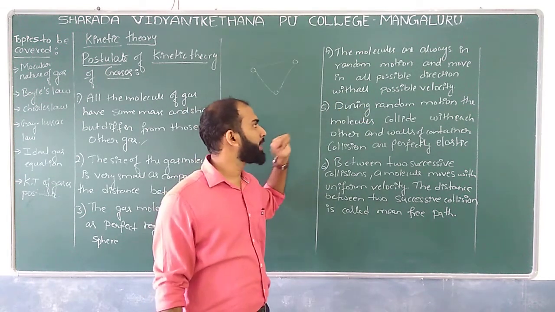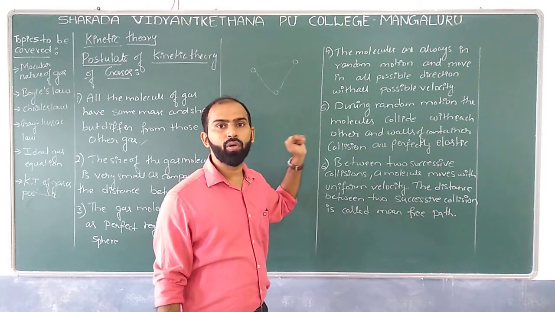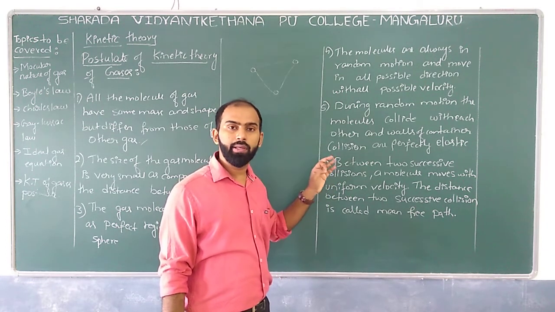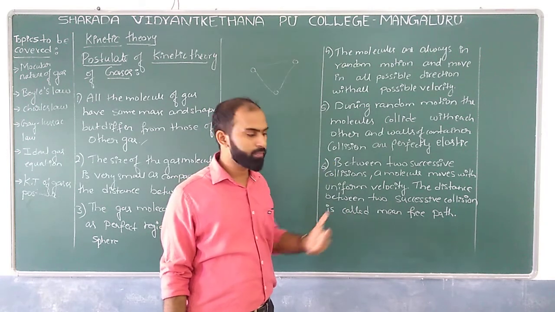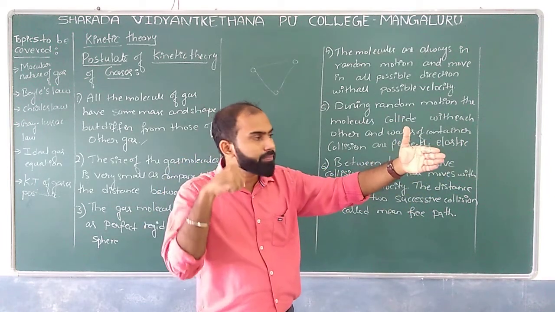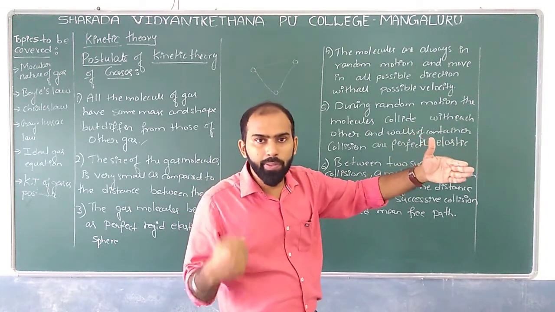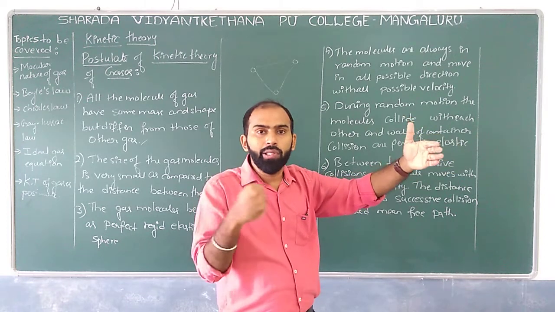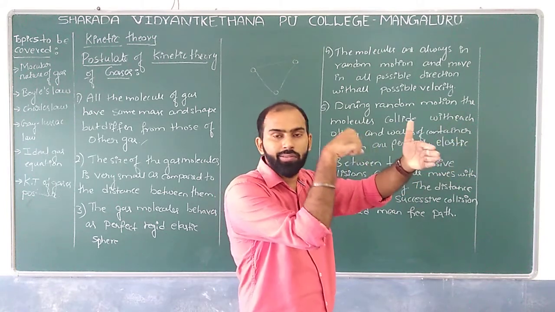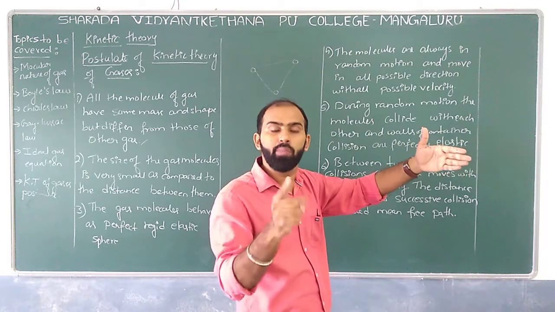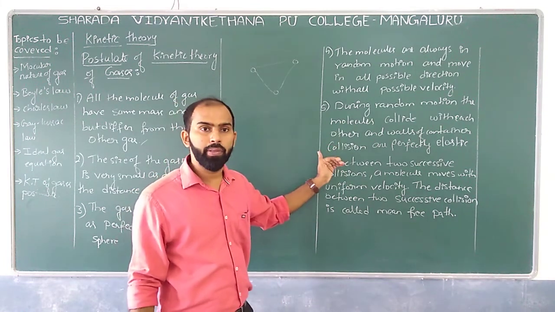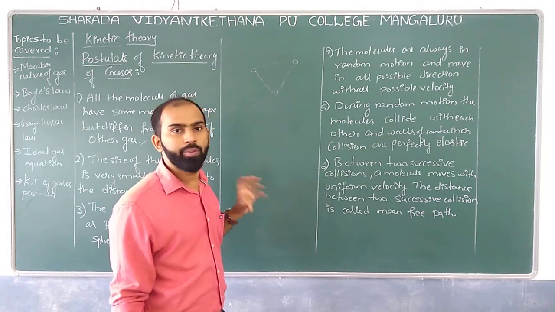The fifth one: during random motion, molecules collide with each other, and this collision should be an elastic collision. What do you mean by an elastic collision? For example, imagine there is a wall here, and this is a molecule. When the temperature increases, this molecule starts moving. When it strikes the surface of the wall, imagine it is moving with some velocity, and once it strikes, if it comes back with the same velocity, then we can call it an elastic collision. That's why all collisions should be elastic.